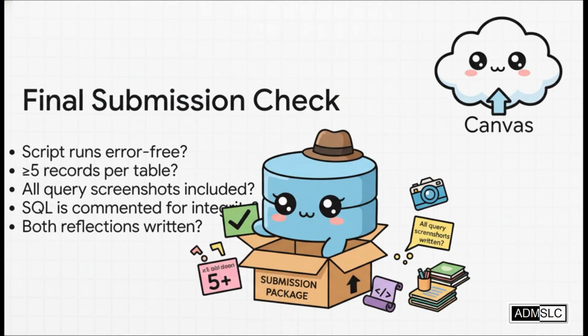Okay, right before you hit that submit button on Canvas, I want you to pull up this checklist and go through it item by item. Seriously. Does your script run from top to bottom without any errors? Does every table have at least 5 records? Do you have screenshots for all 8 queries? Is your SQL commented? Are both reflections, your references, and the tools declaration included? Ticking these off one by one will help you avoid any simple last-minute mistakes.